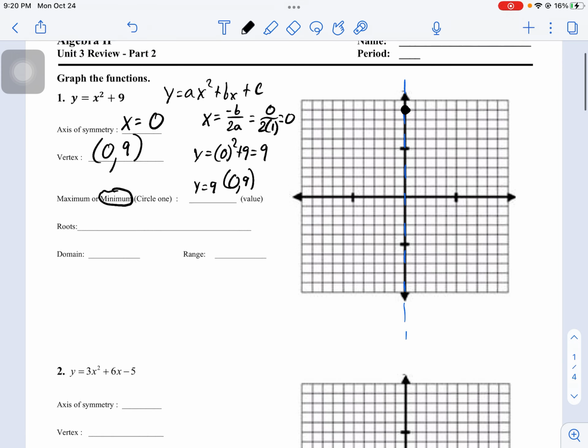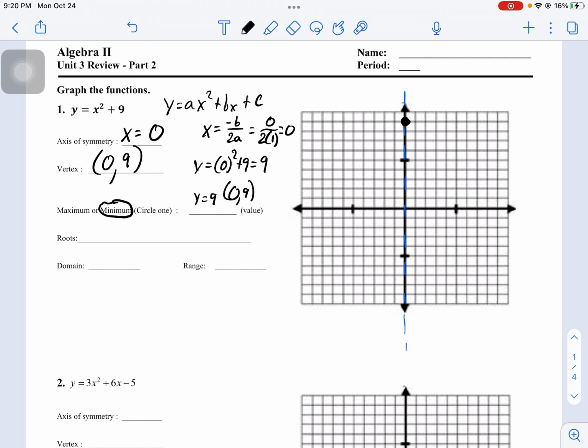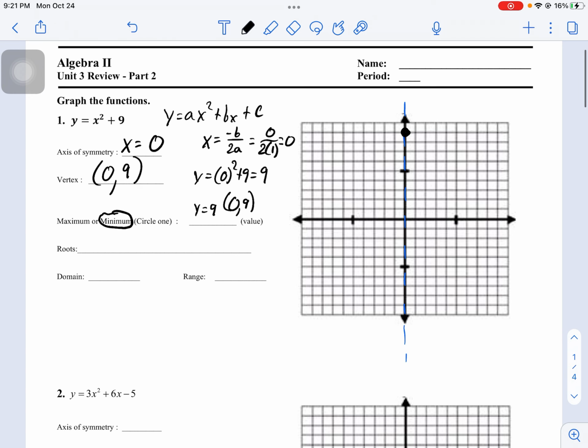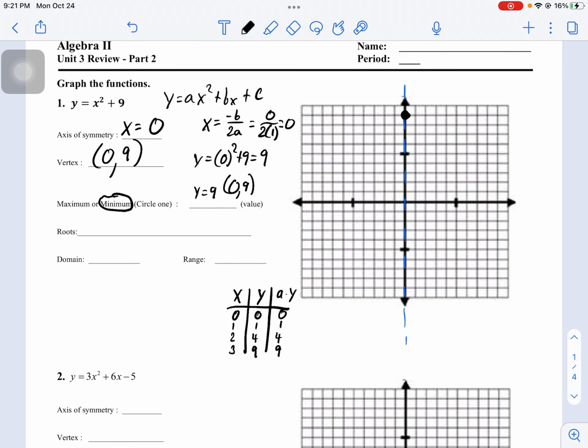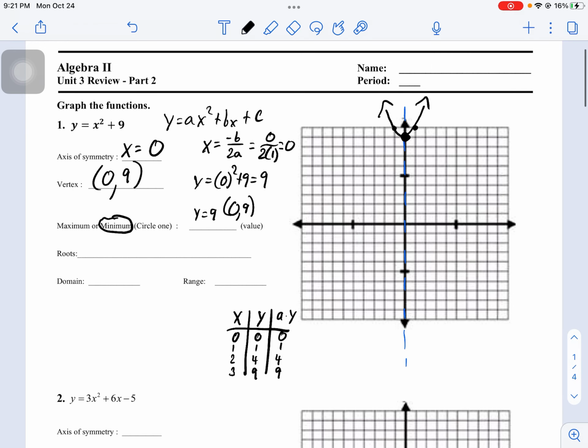Now, the roots part of this is tricky, because we know that this would go up. We would do our table with x, y, and a times y: 0, 1, 2, 3, then 0, 1, 4, 9. And then the third column would be 0, 1, 4, 9 as well, because our a value is 1. So we don't even really need the third column. We would go over 1, up 1 on both sides, and then this would actually go up. So the rest of it's going to go off the graph. You just need a few points there.